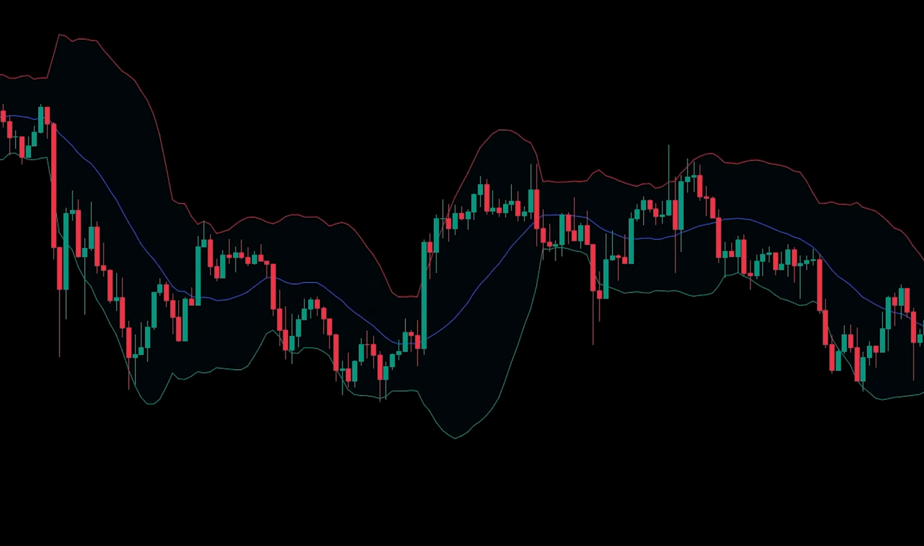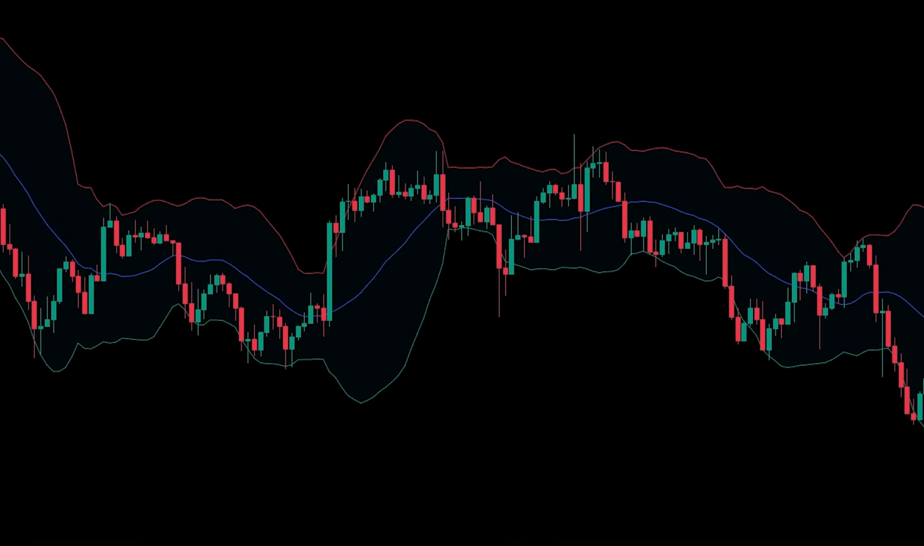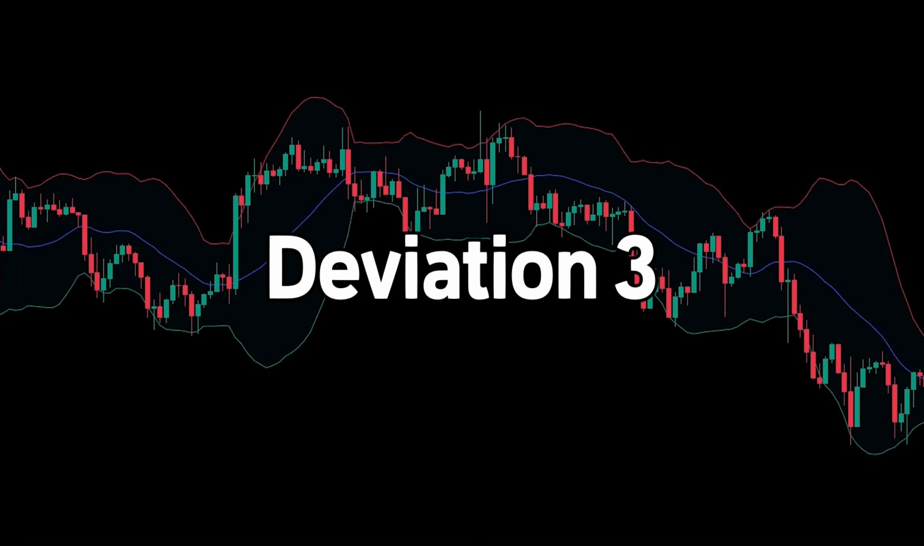Strategy 3. The standard deviation 3 extreme breakout. The hidden strategy. Here's the third one. This is the strategy I promised earlier. Remember the standard deviation 3 figure?